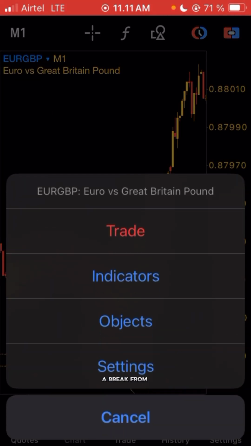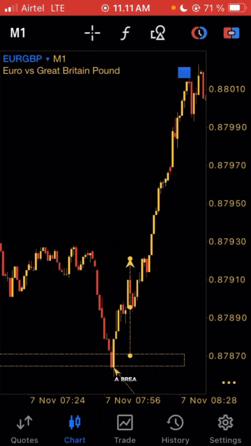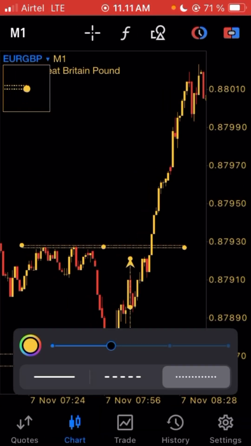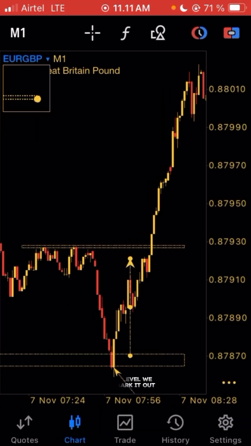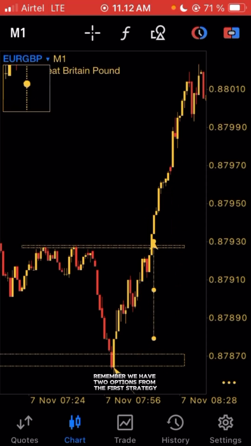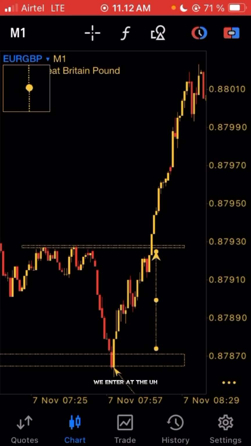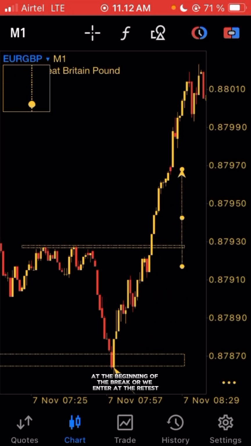Where is the break? A break from this pattern here, a break of this level right here. So this level, we mark it out, and when the break occurred, guess what? We enter. Remember, we have two options from the first strategy. We enter at the beginning of the break, or we enter at the retest.